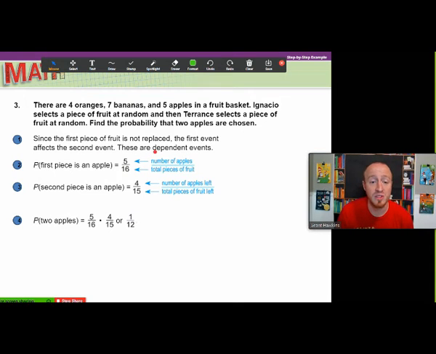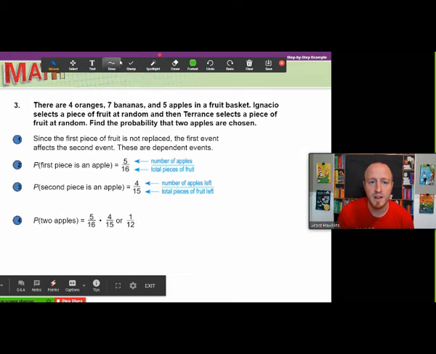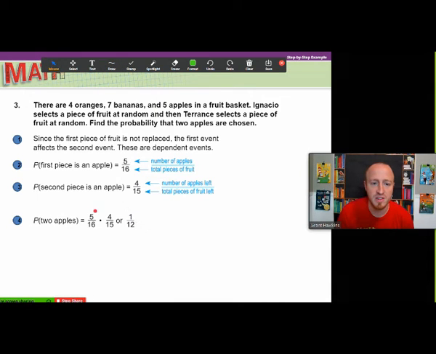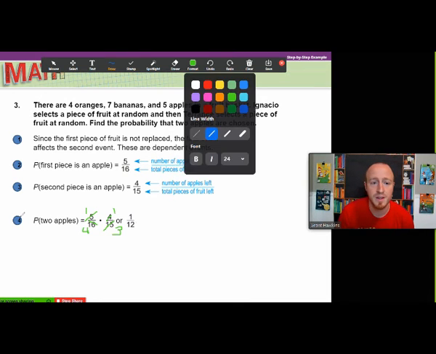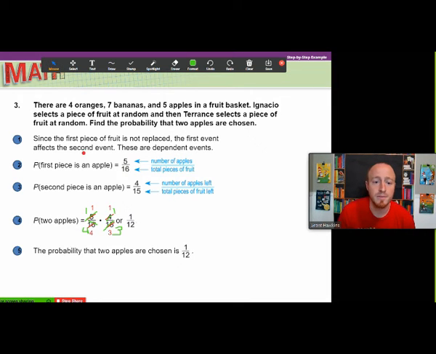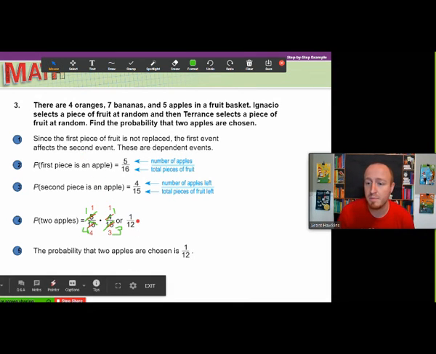So when you multiply those together, you could use a little cross canceling here. I highly suggest it. You can see that 5 and 15 share 5 as a common factor. You see that 16 and 4 share 4 as a common factor. You can go right to 1/12. So the probability that both people choose apples is 1 out of 12.